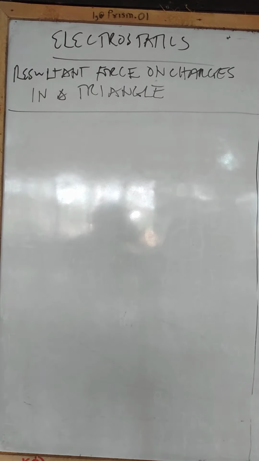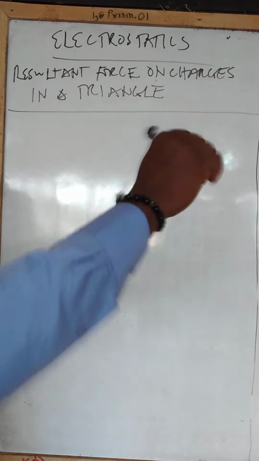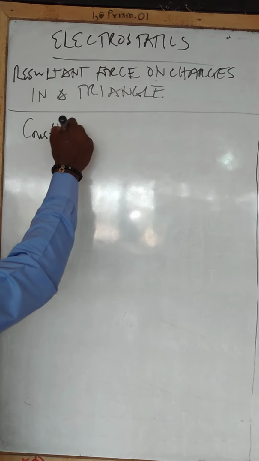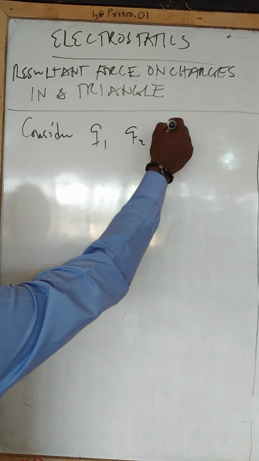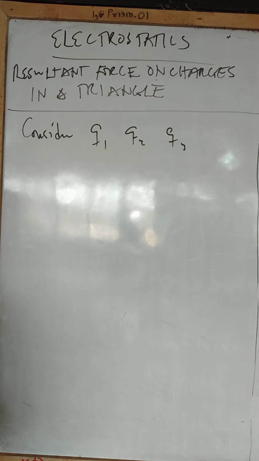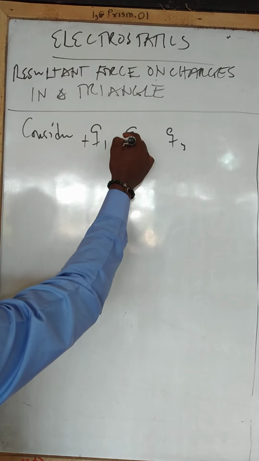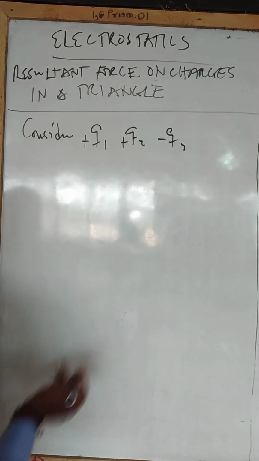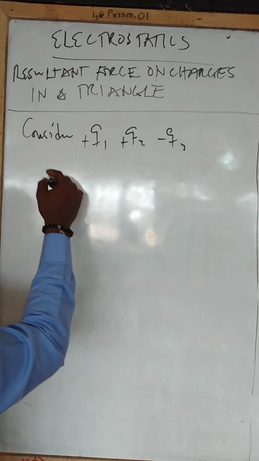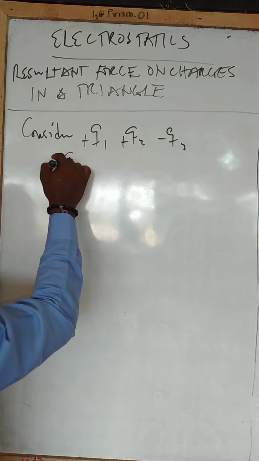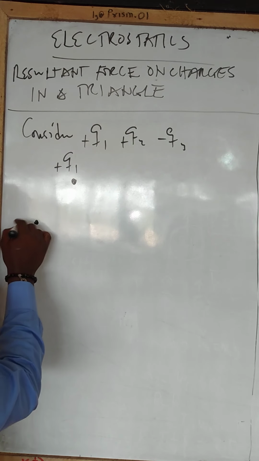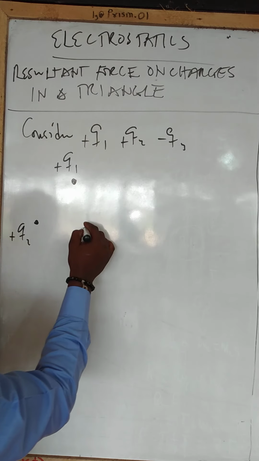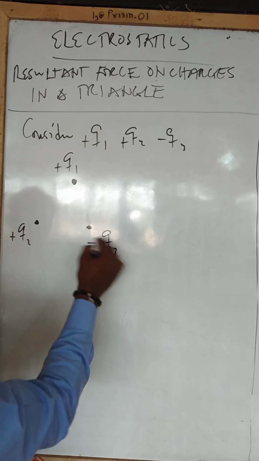Once again, we are on our electrostatics class, and today we are dealing with resultant force on charges in a triangle. So let us consider Q1, Q2, and then Q3. Let's consider these charges. Let's say Q1 is positive, Q2 is positive, Q3 is negative. Or we can just make any of them positive or negative. Good. So this is Q1, which is positive. This is Q2, which is also positive. And then this is Q3, which is negative.